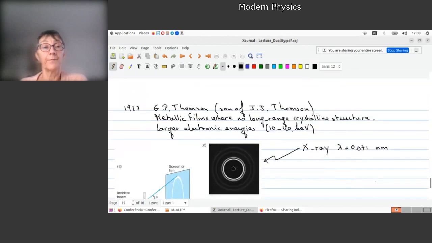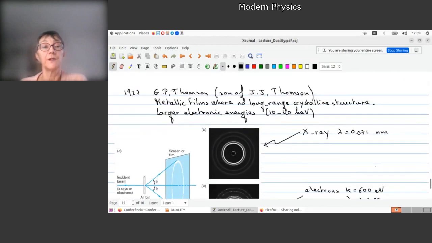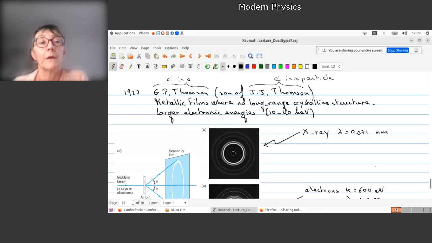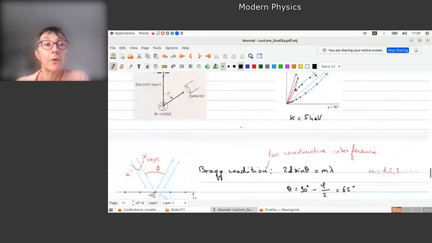So at the same time, the same year, J.P. Thomson, who was the son of J.J. Thomson. Remember J.J. Thomson? J.J. Thomson was the guy who discovered the electron as a particle. And his son discovered that the electron is a wave. So J.P. Thomson won the Nobel Prize in, where is it? I wrote it.